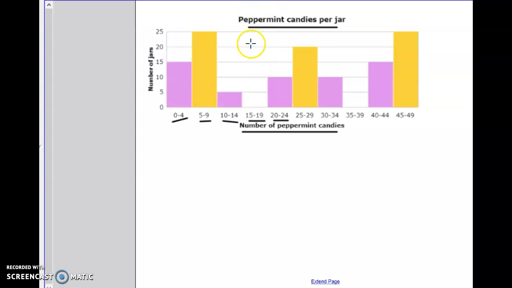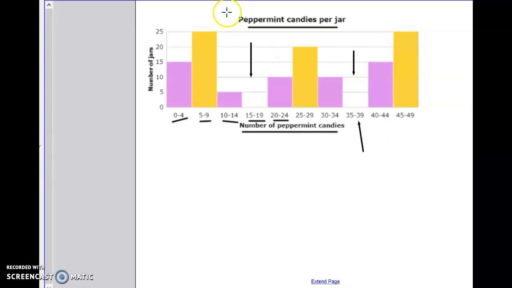Now I want you to look at this gap and this gap. Remember, in a histogram, the bars do have to touch, but sometimes you will have a couple of gaps, and that is only because there were no jars that had between 15 and 19, and there were no jars, 0 jars, that had between 35 and 39 peppermint candies. So the only time you'll see gaps in a histogram is if the frequency is 0.